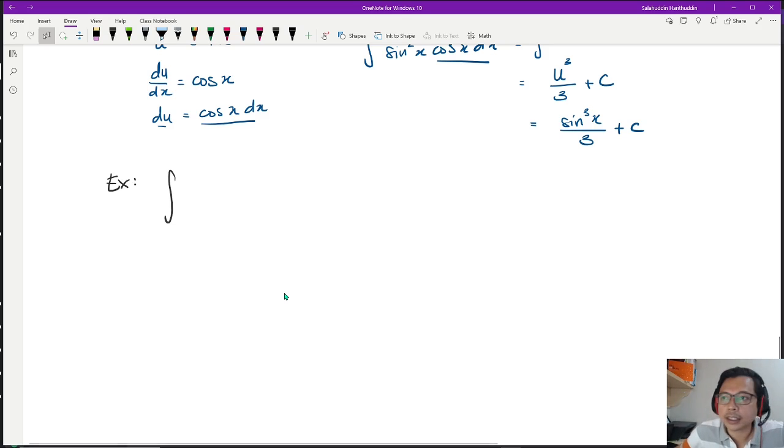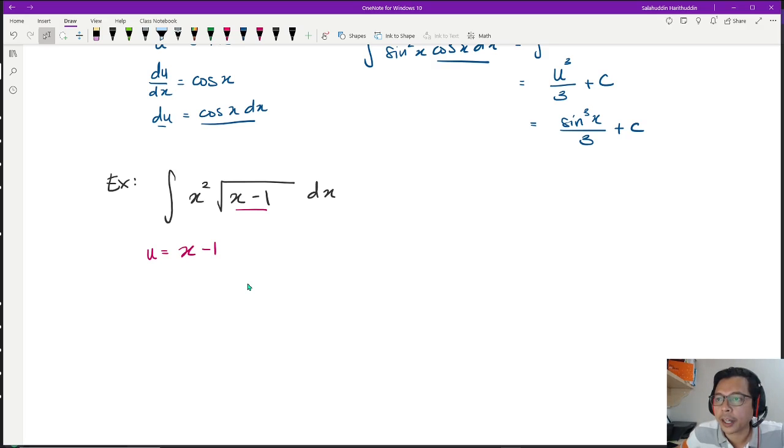It's something like this: x squared times the square root of x minus 1 dx. Okay, so let's see how we can do this. What I will want to do is, I see this as a composition, a smaller function. So I want to make u equal to x minus 1. So du/dx will be just 1, so du is just dx.